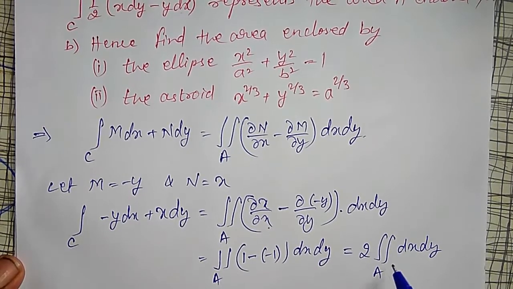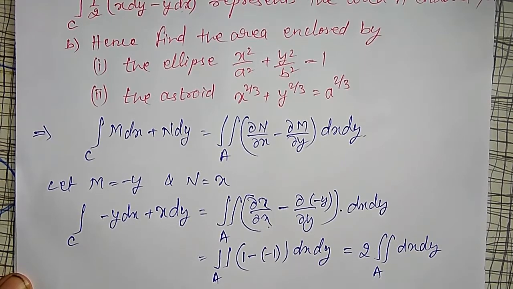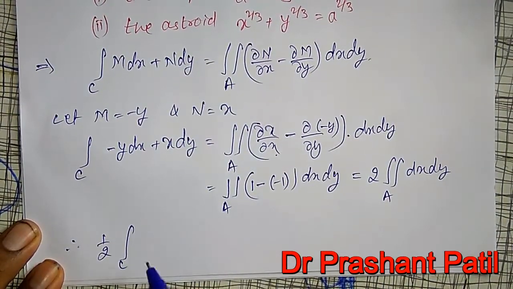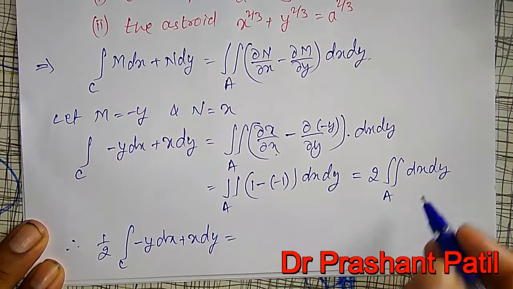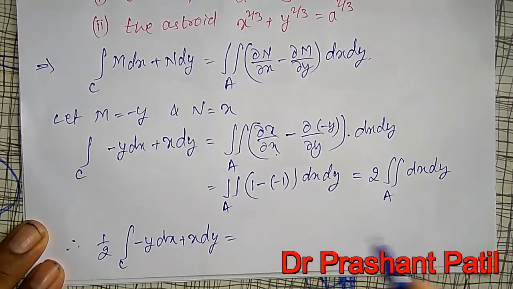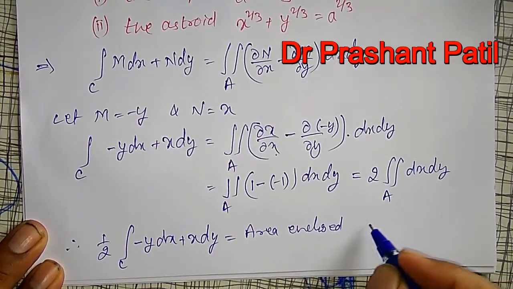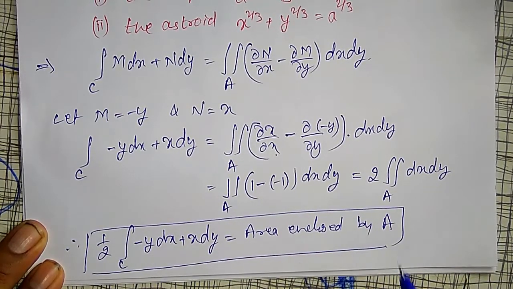Therefore, the double integration over the region A of 1 dx dy represents the area bounded by this region A. Shifting this 2 to the other side, I get 1 by 2 times the integration over the closed curve C of minus y dx plus x dy, which must be equal to this double integration, nothing but the area enclosed by capital A. This I have proved here.